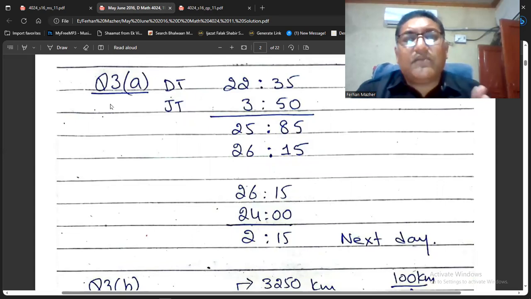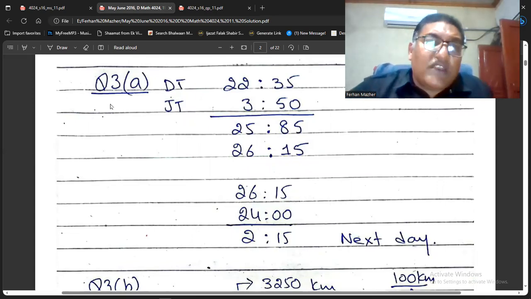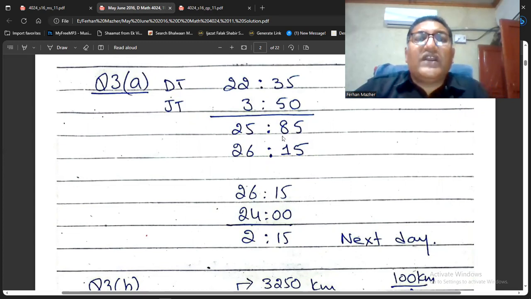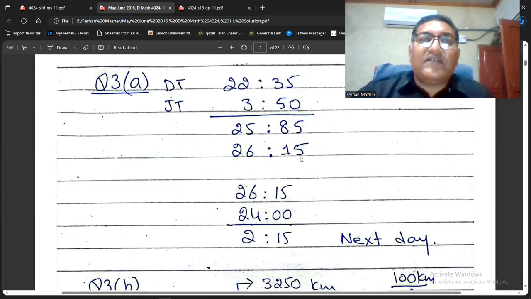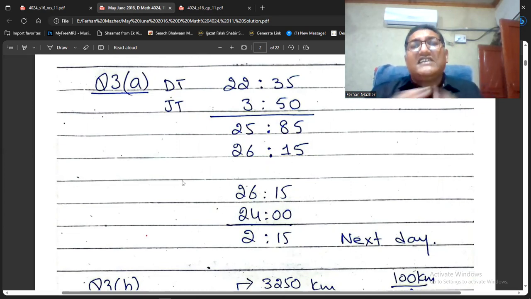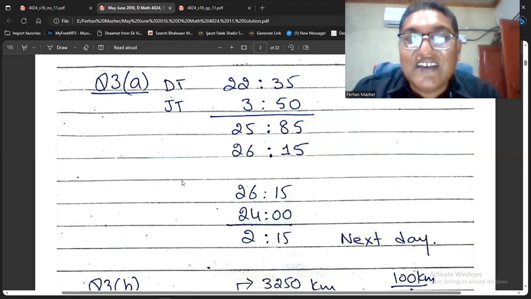So 22:35 plus 3:50. When you add 35 and 50, it gives you 85 minutes, and 22 plus 3 is 25 hours. So 85 minutes does not exist. From here, I will take 60 and add it here. It will be 1 hour, so 25 plus 1 is 26, and here 15 minutes are left. So you will reach 26 hours, 15 minutes. But you know the 26 does not exist. In one day, we have 24 hours. So from 26:15, I will subtract 24.